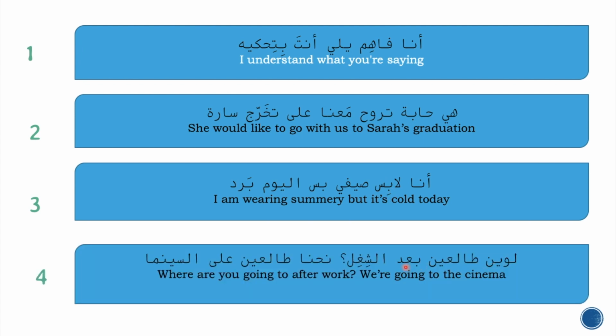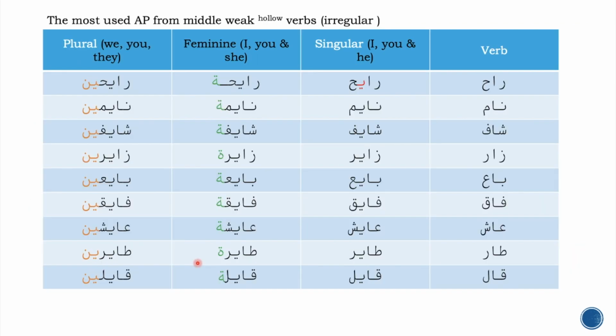لوين طالعين بعد الشغل؟ To where are you going out after work? They replied, نحنا طالعين على السينما. We're going to the cinema. لوين طالعين, you group of people. لوين, where to. طالعين, going out. بعد الشغل, after work. And they replied, نحنا طالعين على السينما. نحنا, which is we. طالعين, going out. على السينما, to the cinema.